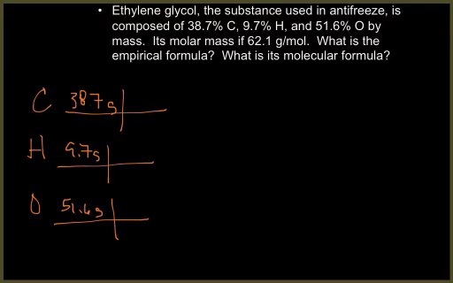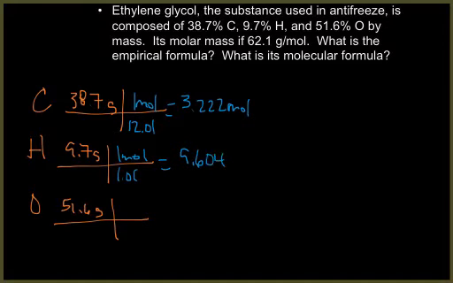All right, then I'm going to take those and convert them to moles using my molar mass. So that gives me 3.222 moles. 1 mole, 1.01. That gives me 9.604 moles. Last one, 16 grams, 3.222 moles. Okay, next up, divide by the smallest so I can get that lowest whole number ratio.